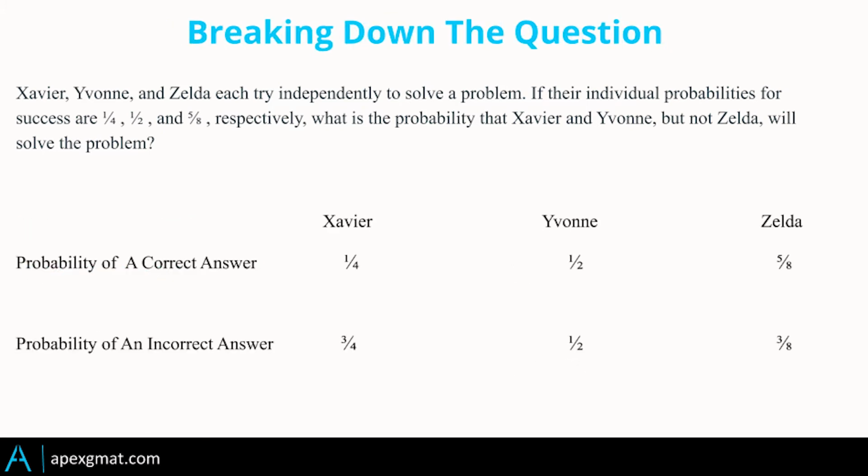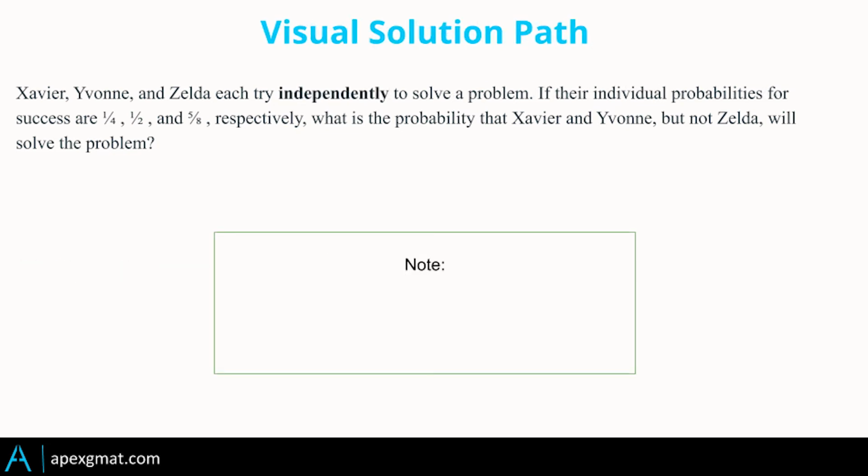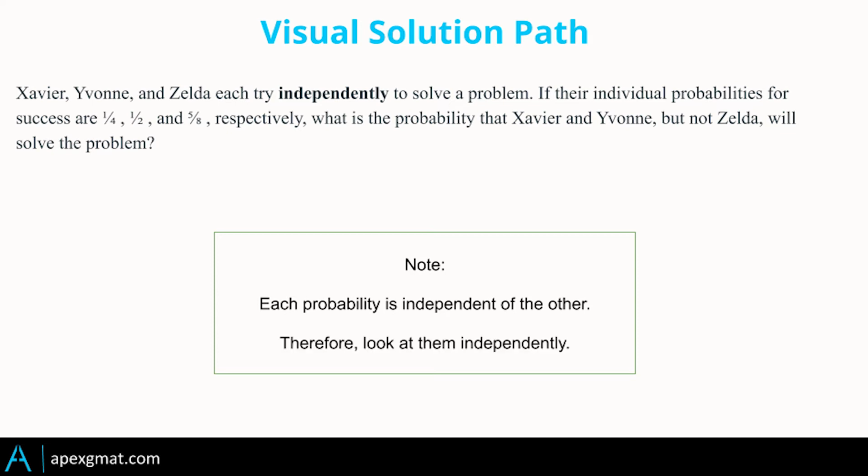So we're dealing with 1/4, 1/2, and 3/8. The math here is straightforward. Multiply them together. But that might not be readily apparent, or at the very least, just plugging it into that formula can get you into trouble. So here's where owning it conceptually and mapping it out with a visualization really helps you take command of this problem. Since each probability is independent of the others, we can look at them independently.